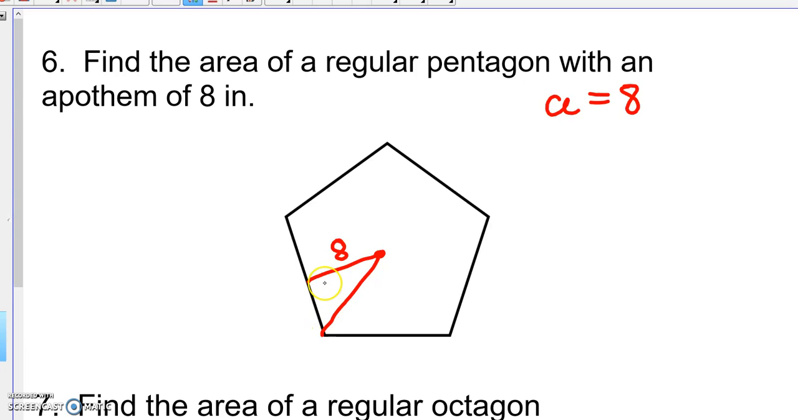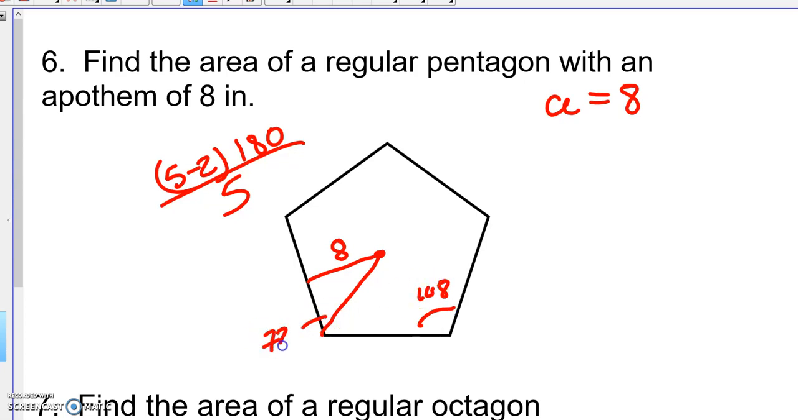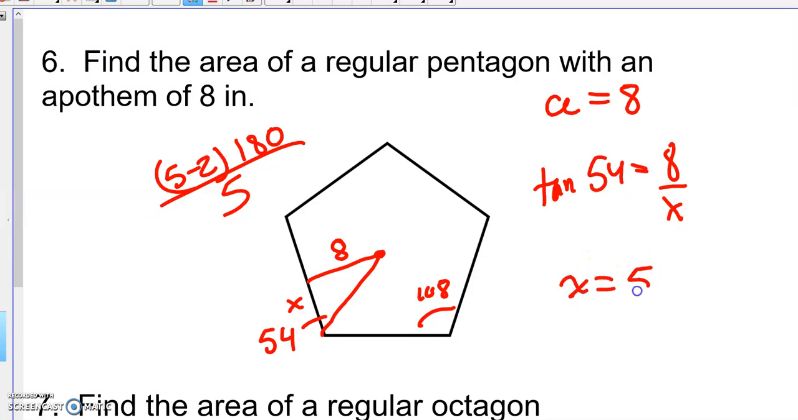So to find the perimeter, I remember again, to find an interior angle, I use my formula. N minus 2 times 180 over N. Each angle is 108. Might have remembered that from the other problem. So that is 72 degrees. And I want to find 54. And I want to find X. So I can use a little trig. Tan of 54 equals 8 over X. X is going to equal 5.8. So if the X is 5.8, then each side is 11.6, and the perimeter is going to be 11.6 times 5, which is 58.